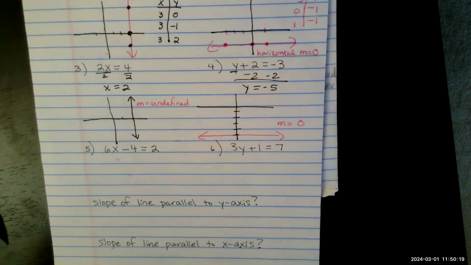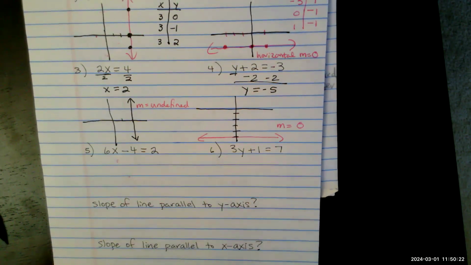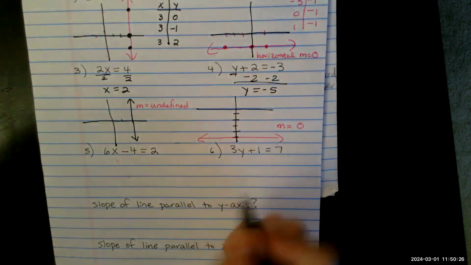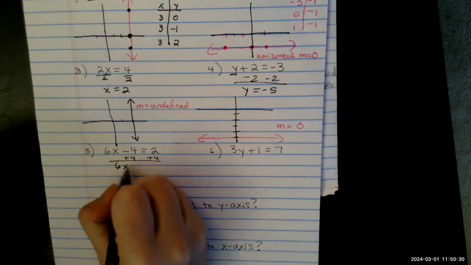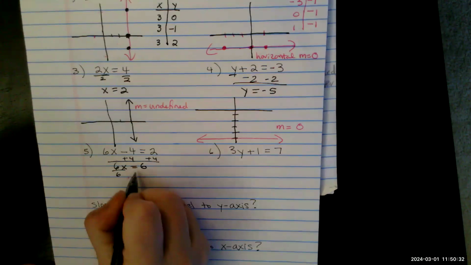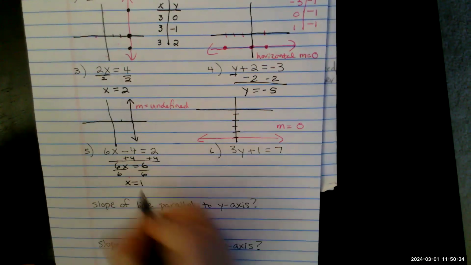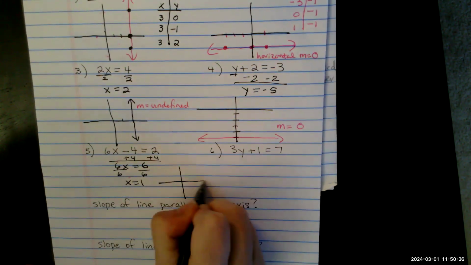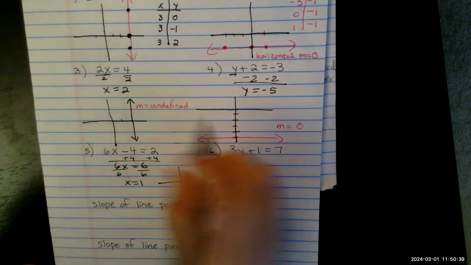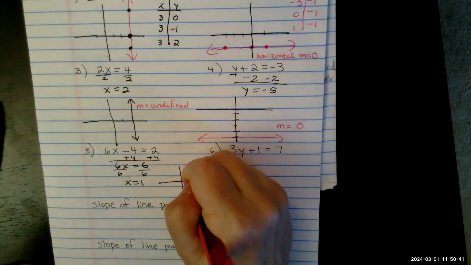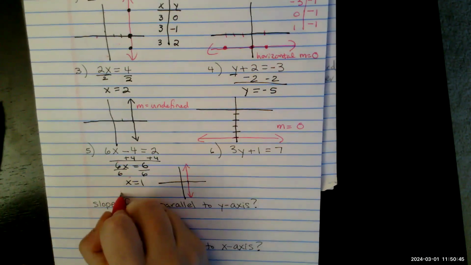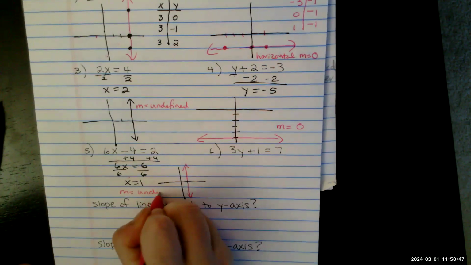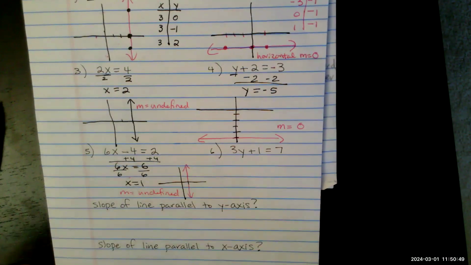Okay, this would be a good chance to pause and maybe try 5 and 6 by yourself and then watch me do it. So I'm going to go ahead, but pause if you want to try it first. I'm going to add the 4. I'm going to divide by 6. x equals 1 is my equation. I know that's a special line, and it's a special line that looks like this, where x equals 1. And again, if they asked for the slope, it's definitely undefined.